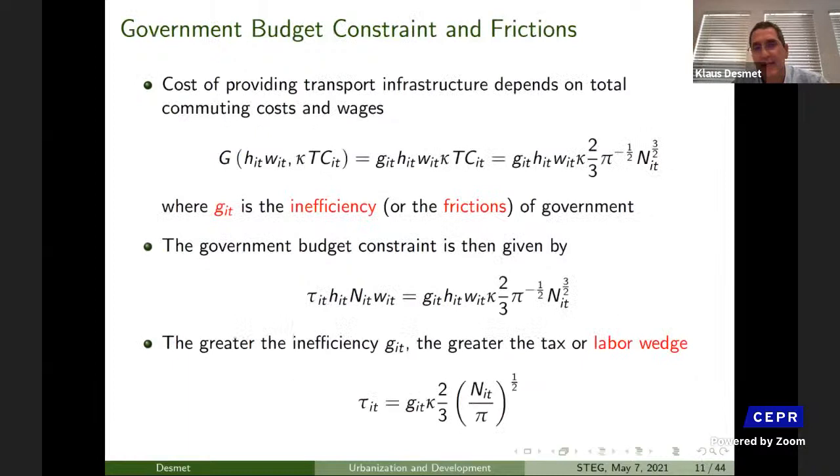Then lastly, we have this city, we have this need to commute. The government, the city government in this case, will have to provide urban infrastructure, transport infrastructure, to have its residents commute. And what we will assume is that the cost of providing this transport infrastructure will depend on the total commuting cost, which is this expression here that you saw at the end, times kappa, and it will also depend on wages of a worker. A worker's wage is actually W times H. But then it will also depend on this variable which we call G_i, and this is what we will call the inefficiency, or the frictions, or these excessive frictions of different city governments.